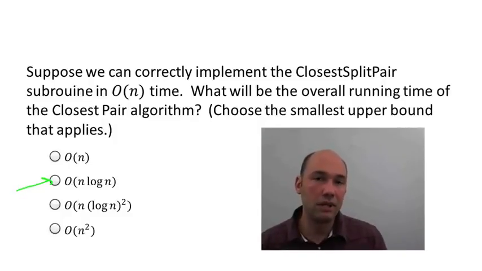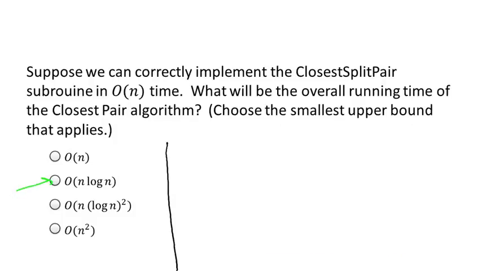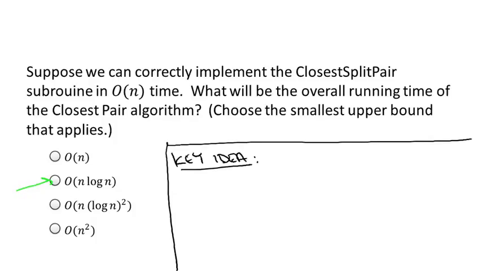Now, I'm going to proceed in a little bit to show you how to implement closest split pair, but before I do that, I want to point out one subtle but key idea, which is going to allow us to get this linear time correct implementation. So let me just put that on this slide. The key idea is that we don't actually need a full-blown correct implementation of the closest split pair subroutine.